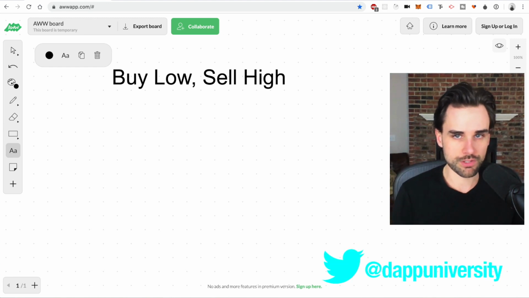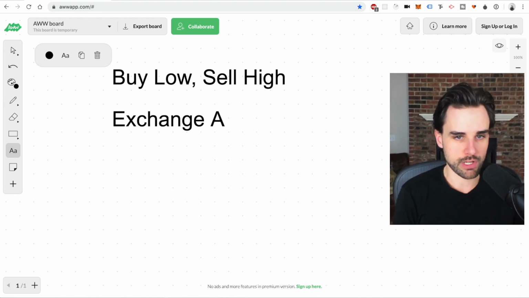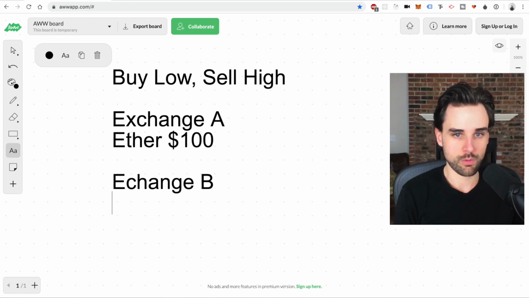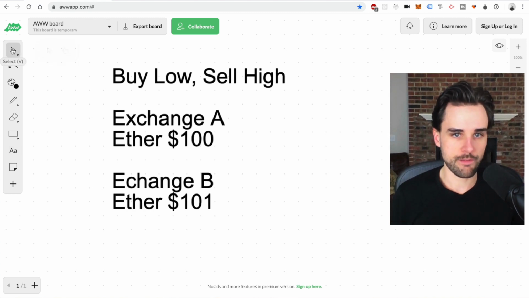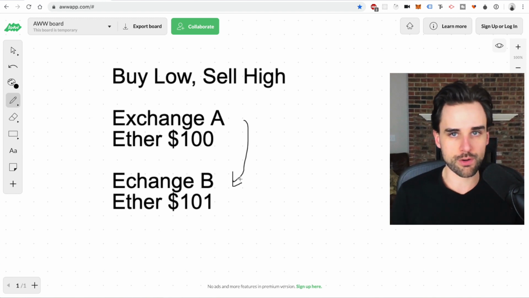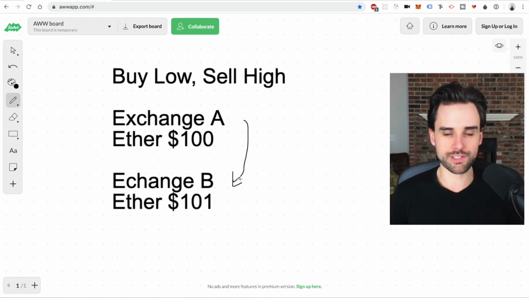So let's take an example of multiple exchanges, like exchange A, where Ether is $100, and exchange B, where Ether is $101. So there's a $1 difference. And if you traded one Ether, you'd make $1 in profit, without fees and all that kind of stuff. But that doesn't look too appealing necessarily. But what if you could do this with 10,000 Ether? Well, then you can make a $10,000 profit. What if you could do that over and over and over again? Well, this is the kind of stuff that you can do with blockchain.